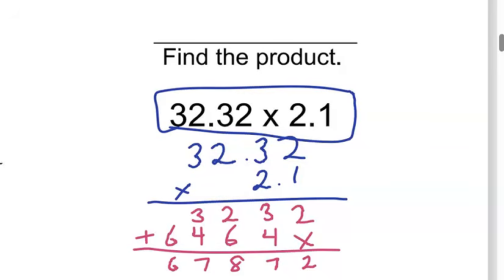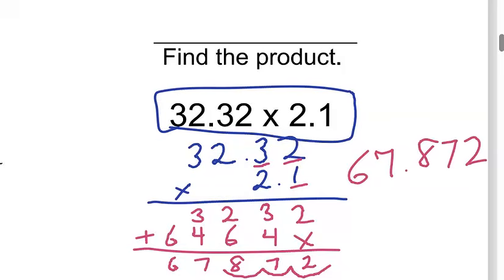Now we have to look up here and see how many numbers are to the right of the decimal. The answer is 3 numbers to the right of the decimal. We're moving it over 1, 2, 3 places. So the answer is 67.872. 67.872 is the product.